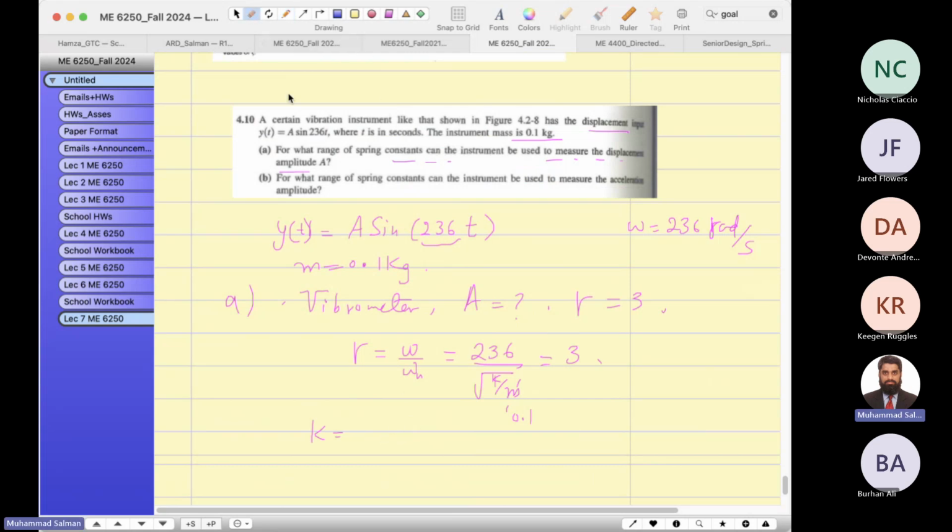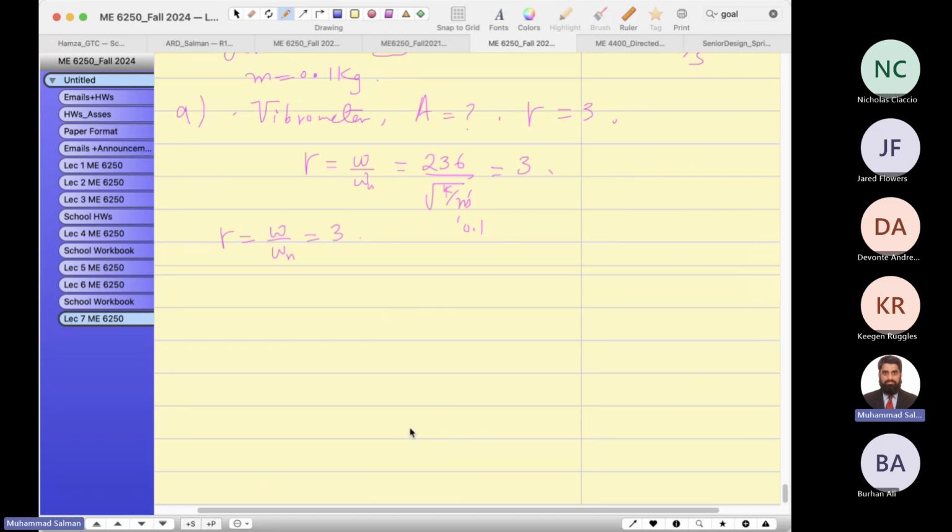Or let's do one easy way. Let me show you the easy way. From here, R equals omega over omega n. The easy way is to find omega n from here. Omega over 3, 236 over 3, is 78. So omega n equals 78.67 radians per second, which is equal to square root k over m.